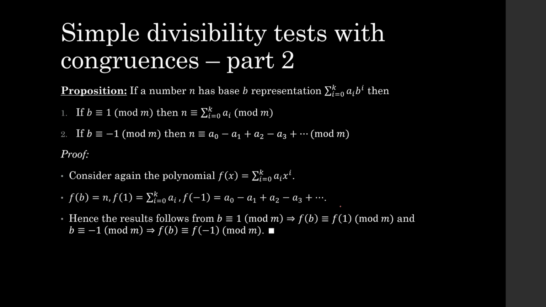Then the results just follow from the fact that b is congruent to 1 mod m, so that implies that f(b) is congruent to f(1) mod m, and so n is congruent to that sum, as we need for the first claim. And if b is congruent to minus 1 mod m, then f(b) is congruent to f(-1) mod m, and so that gives us that n is congruent to that alternating sum.